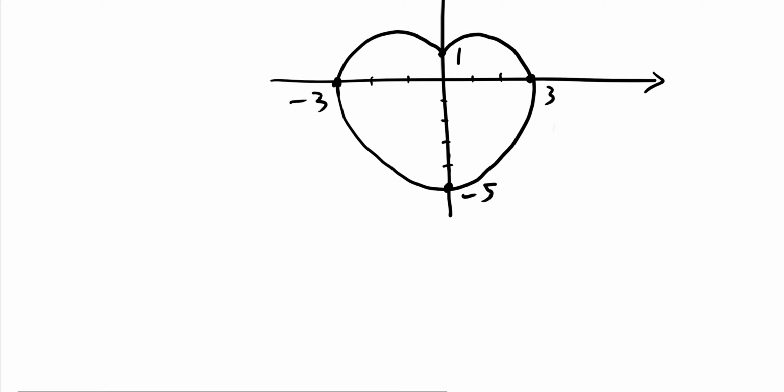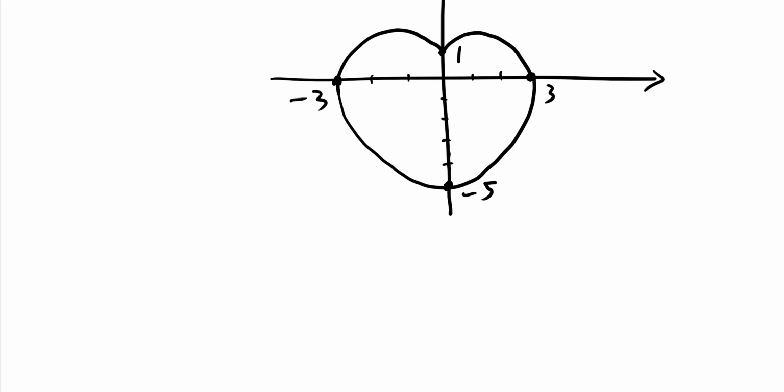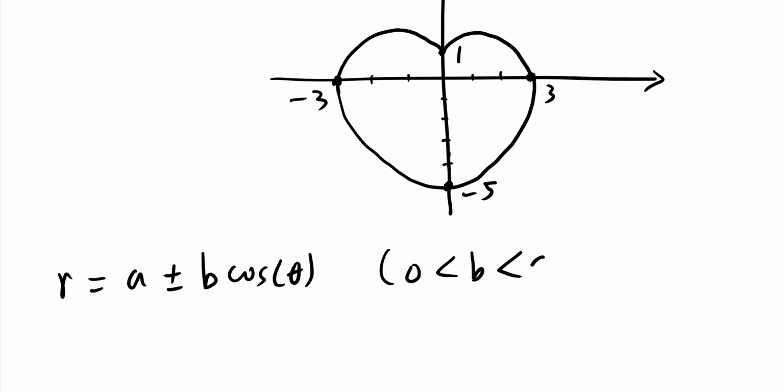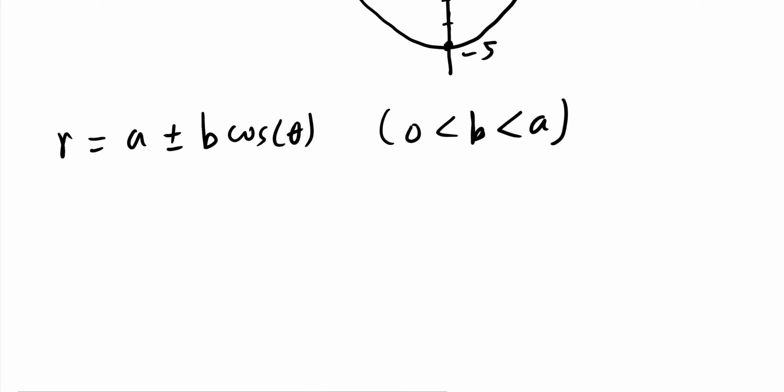What happened to the cosine? Now you can kind of guess it's going to go right and left all the time. So if you have r equals a plus or minus b cosine theta, same condition, b must be less than a and both positive. So then what we get here is going to go to the right or to the left.